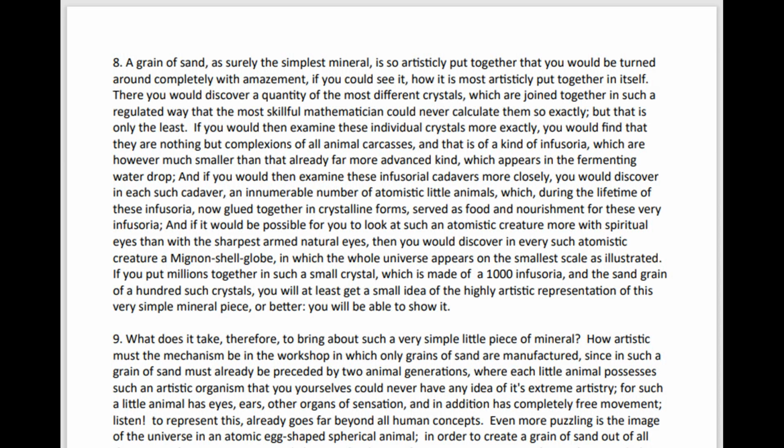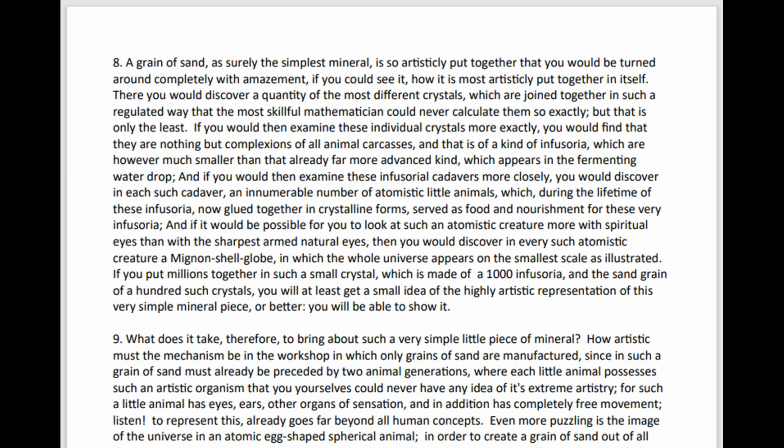A grain of sand, as surely the simplest mineral, is so artistically put together that you would be turned around completely with amazement if you could see it. How it is most artistically put together in itself. There you would discover a quantity of the most different crystals, which are joined together in such a regulated way that the most skillful mathematician could never calculate them so exactly. But that is only the least.